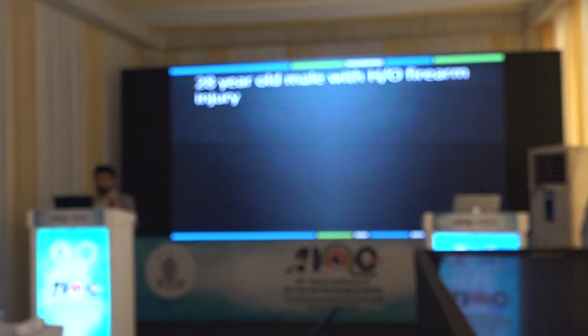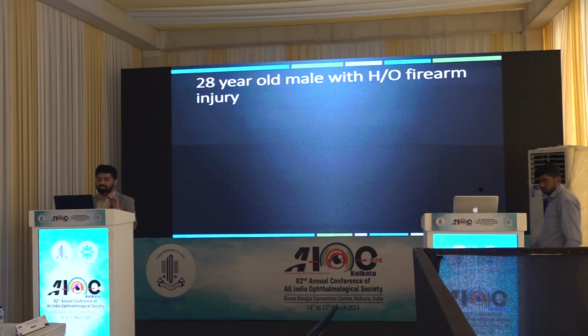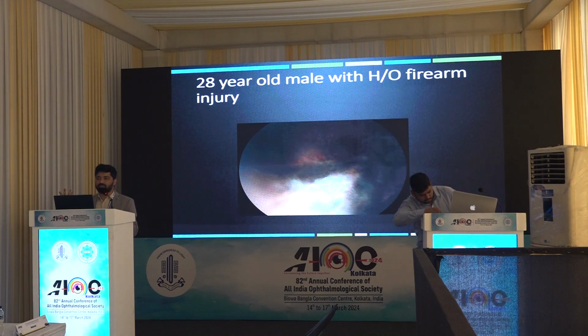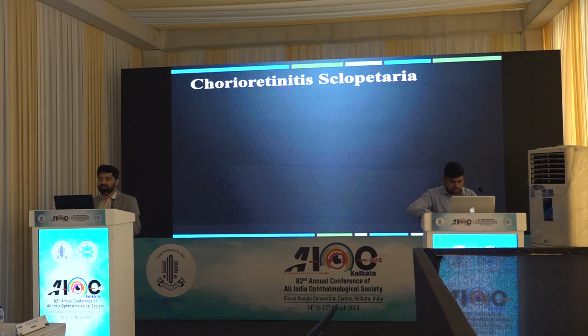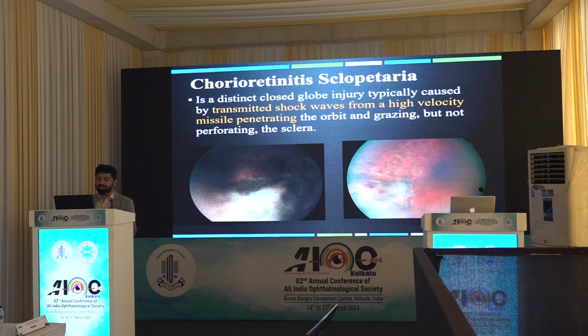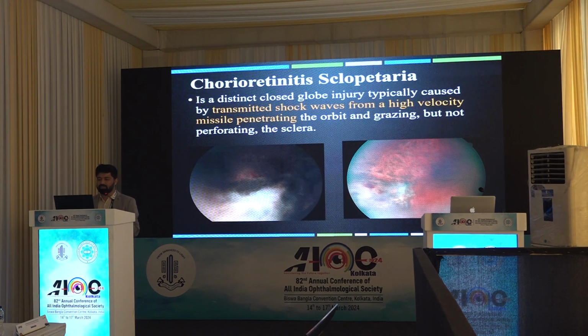The second case is an interesting one, a 28-year-old male with a history of firearm injury. He was at a function where they traditionally fire bullets, and some bullet passed next to him. He doesn't know how it passed. This is a typical case of chorioretinitis sclopetaria. It is a distinct closed globe injury, typically caused by a transmitted shock wave of a high velocity missile penetrating the orbit, grazing but not perforating the sclera. It's all because of the transmitted shock wave.